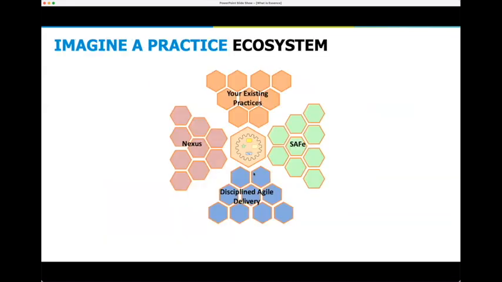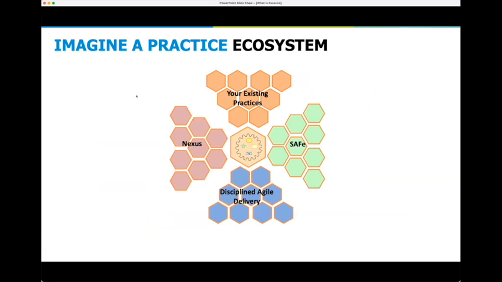Another way to help you visualize it, and I love this honeycomb visualization. All of these honeycomb patterns are practices within each of the methods. SAFe has its own set of practices. Nexus has its own set of practices. There might be common ones, but essentially methods are a collection of practices, you could say.